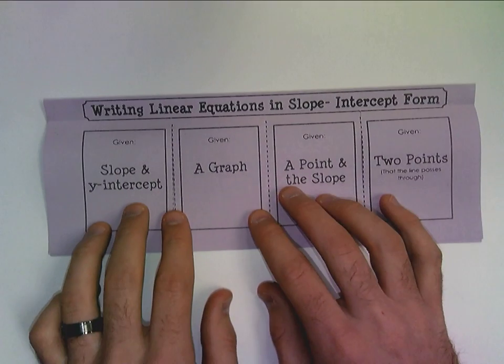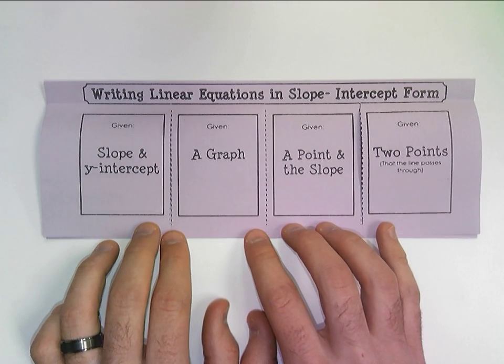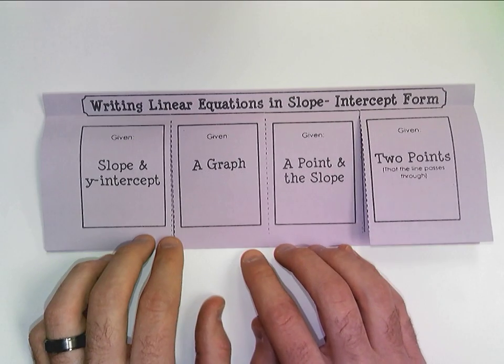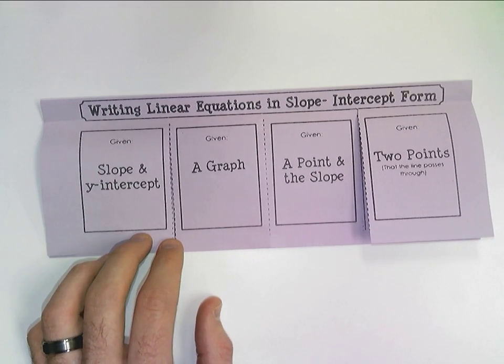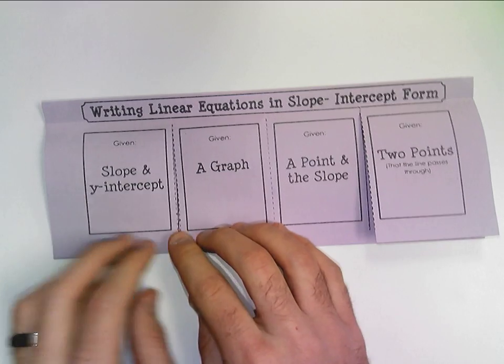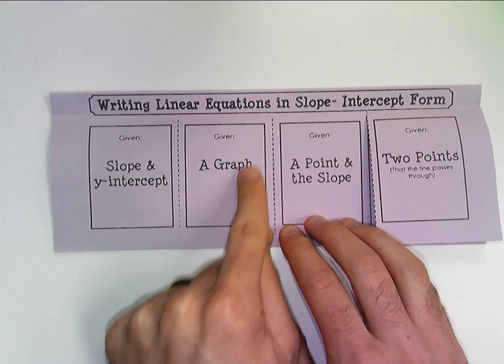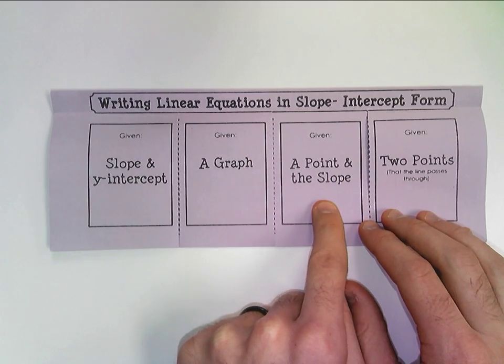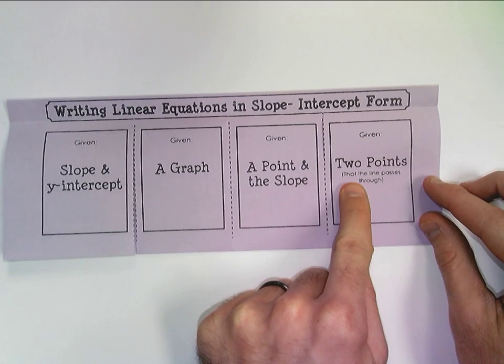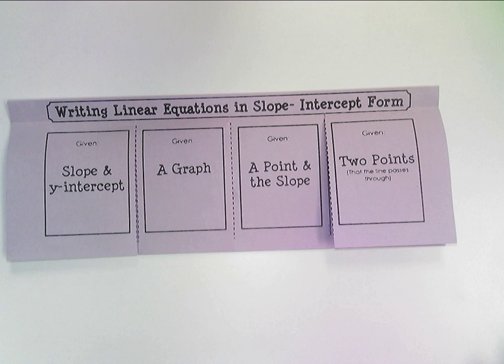The foldable that you should have if you're a part of the seminar should look like this. And what we're going to look at today is writing linear equations in slope-intercept form when we're given different types of situations. So one possibility would be given the slope and y-intercept, given a graph, given a point and the slope, and given 2 points that the line passes through. So we aren't always going from a graph directly. We can be given different pieces of information in relation to a line, and with that information we are able to write it in slope-intercept form.